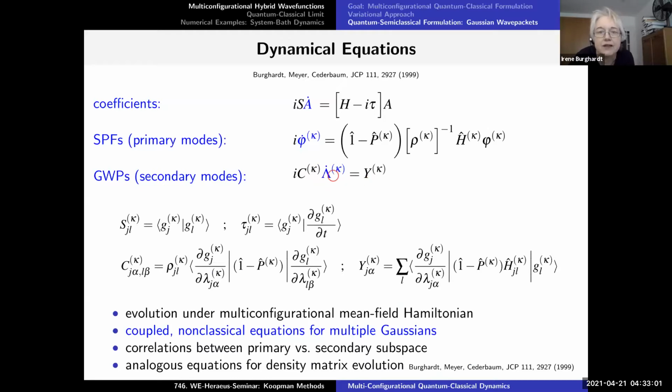And since these Gaussians are non-orthogonal, and we're going to have many Gaussian wave packets, so we have superpositions of Gaussians in this multi-configurational context, we will have overlap matrix elements between all these Gaussians, actually different sorts of overlap matrix elements involving these differentials and so on. So this is the explicit form of this C matrix, the Gram matrix, and this Y vector. Now it turns out that we get these coupled equations between multiple Gaussians, and these turn out pretty non-classical. In the zeroth order description, we would have one Gaussian with classical time evolution, but here we have many coupled Gaussians, and in fact the dynamics may look pretty chaotic, so highly nonlinear, and these Gaussian basis functions are coupled among each other.